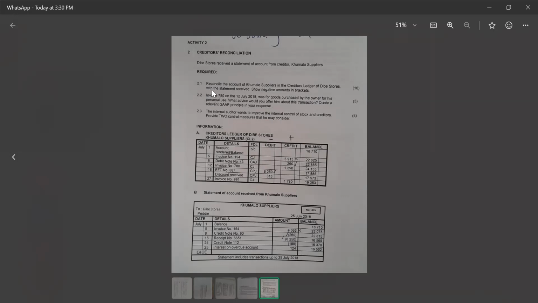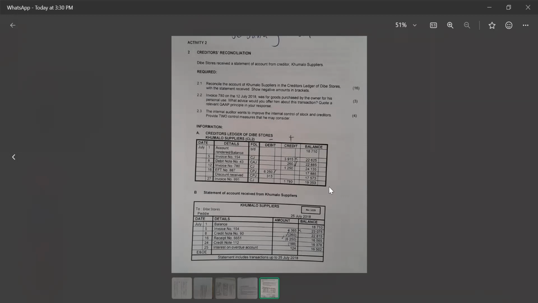Right. Now let's look at the required section 2.1. Reconcile the account of Kumalo suppliers in the creditors ledger of DB stores with the statement received. Show negative amounts in brackets. So the question is, where do you start? You start with the ledger. What information do you have according to your ledger? You have this balance, 19,353. Yes, that's what you have.